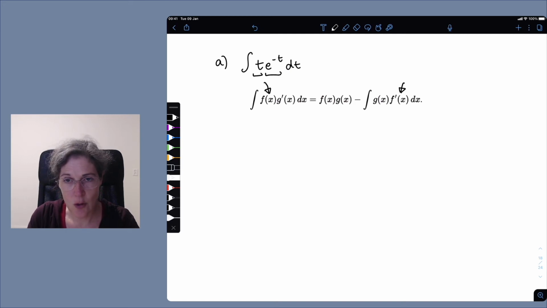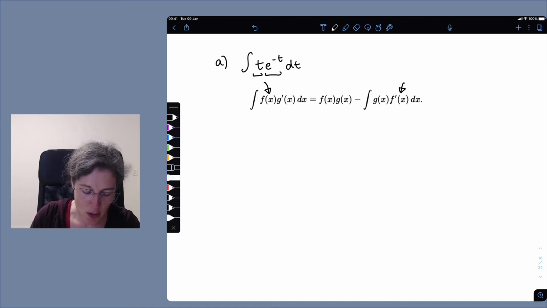So the trick is always to pick your g first. The thing that you're going to have to integrate needs to be something that you know how to integrate. In this case, we can integrate both of them, so the idea is to keep it simple. It's easier to integrate e to the minus t than it is to integrate t, because t involves squaring stuff and things like that. So let me show you how it works.